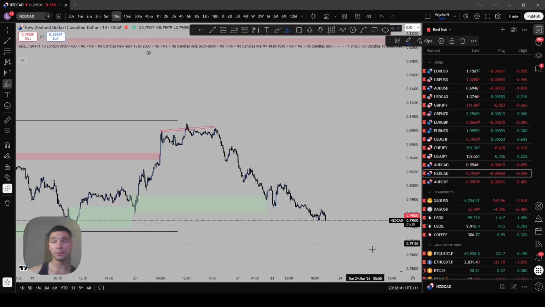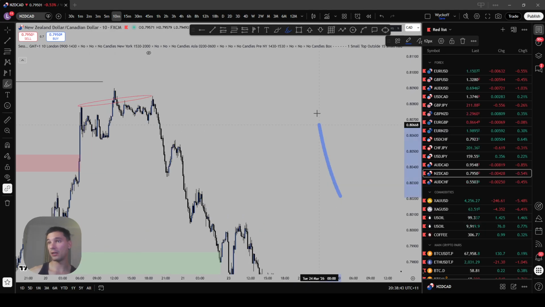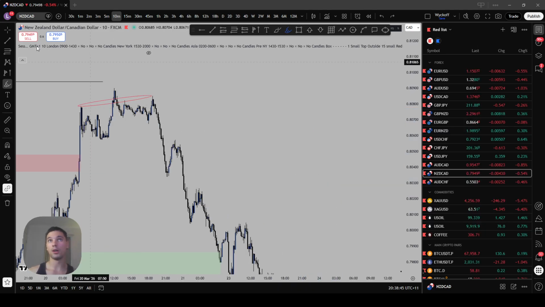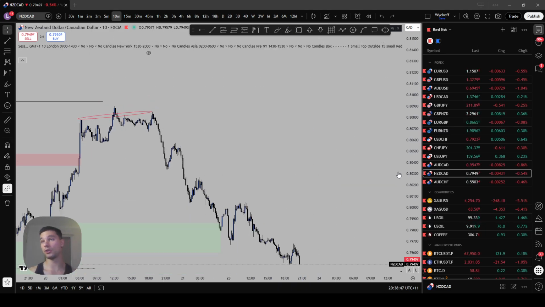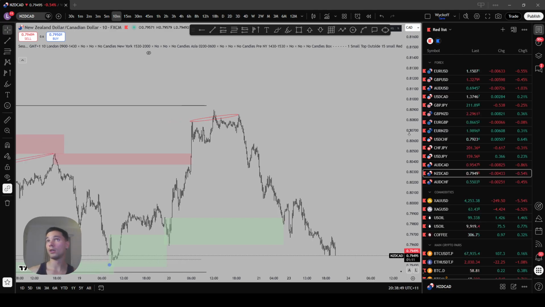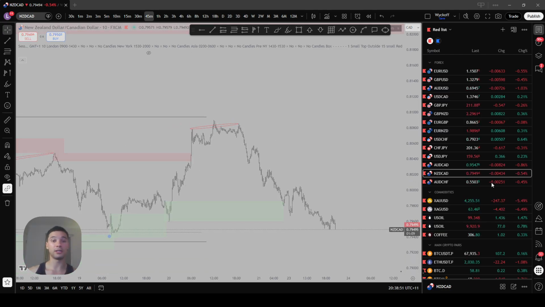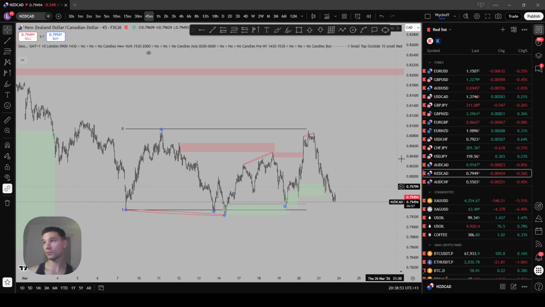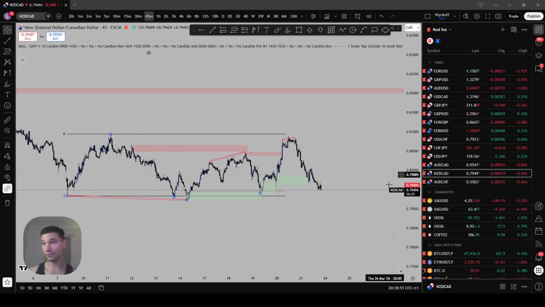Is this going to happen? Probably not. I don't think it will. But just putting it out there, and just saying that you can still take accumulation models, as the model has not completed itself. It is still valid.